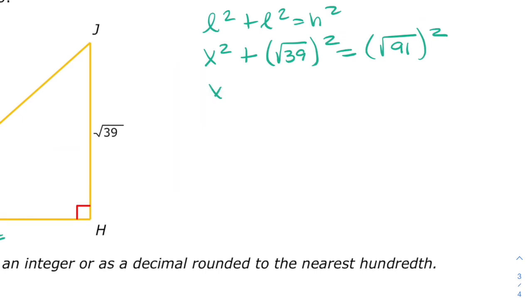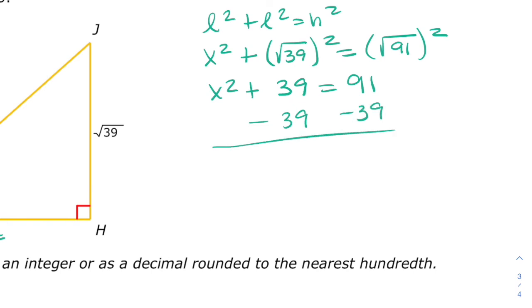All right, so x squared plus 39. Remember, the square root and the square are inverse operations. They wipe each other out because you're squaring the square root. It's kind of like multiplying a division. You're also going to wipe out this one. So now you just work from there. 91 minus 39 is 52, sorry. So x squared equals 52.